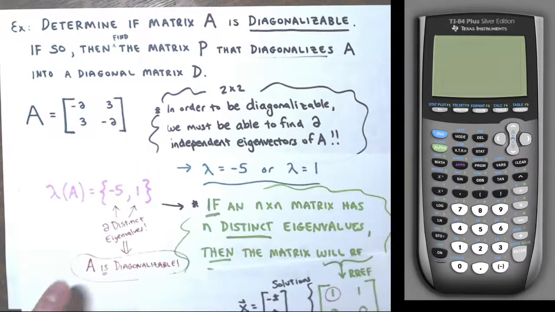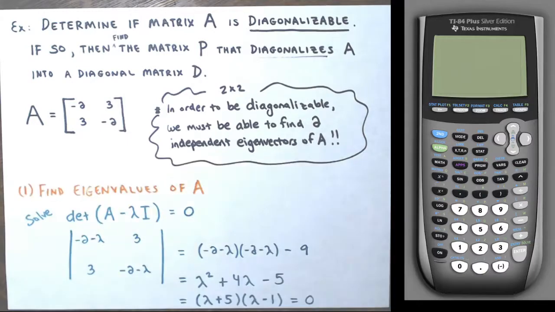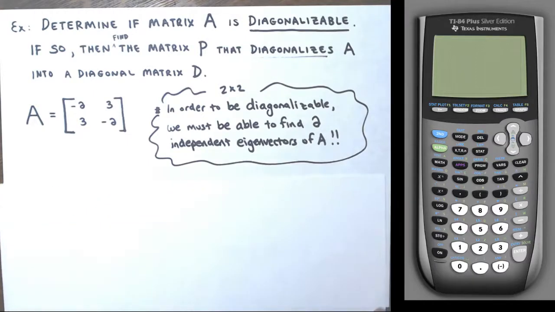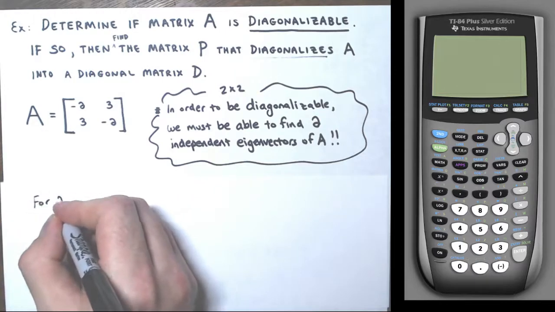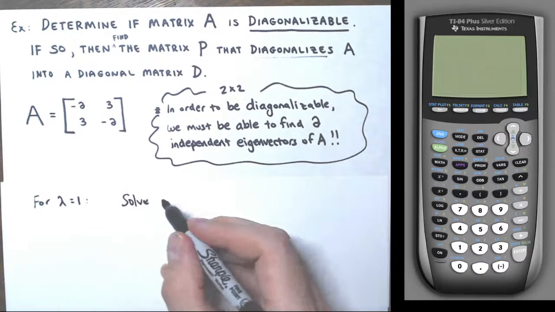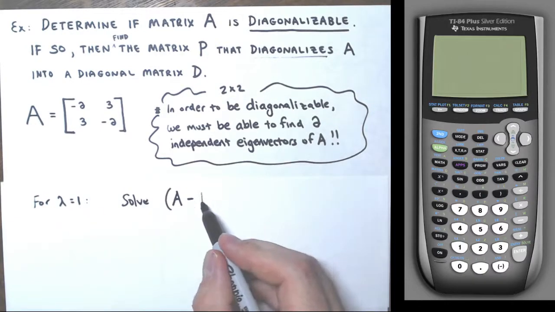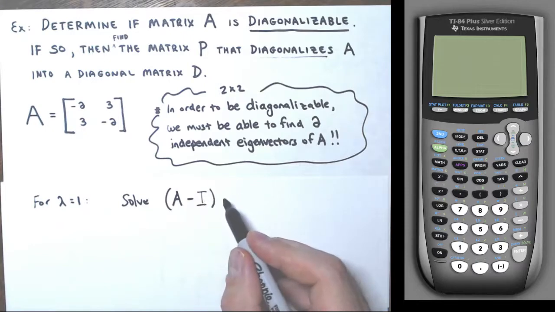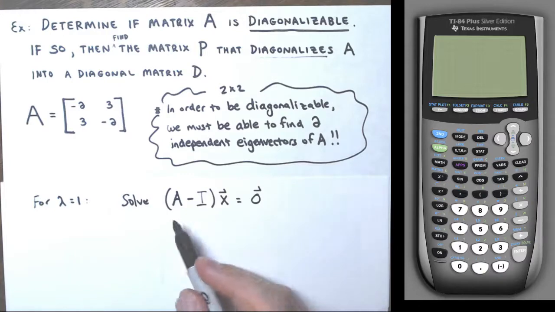All right, then there was the other eigenvalue of 1. I'm going to do the same thing: find an eigenvector corresponding to lambda equals 1. So for lambda equals 1, we're solving the equation A minus lambda I, so just A minus I, times some vector x. When is this equal to the 0 vector?